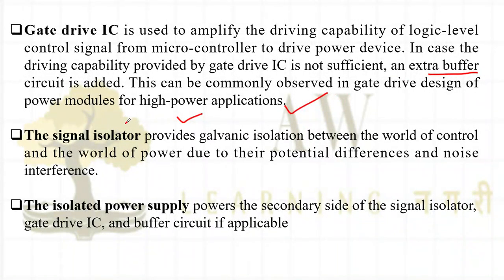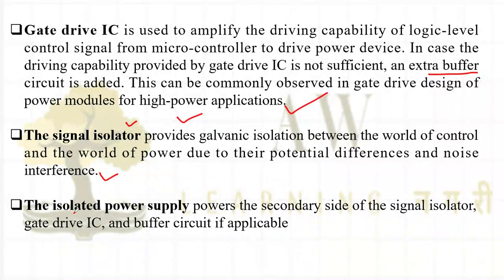Then the second thing I talked about is the signal isolator. What will this signal isolator do? It provides galvanic isolation between the world of control and the world of power due to their potential differences and noise interference. So what is galvanic isolation? That is the separation of the two signals, so that safety is there.